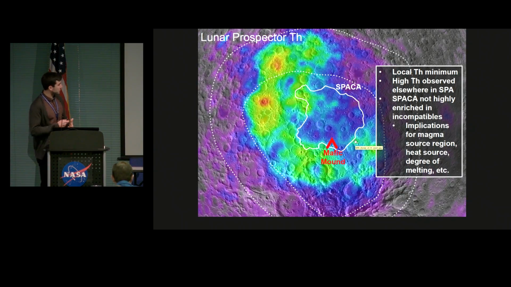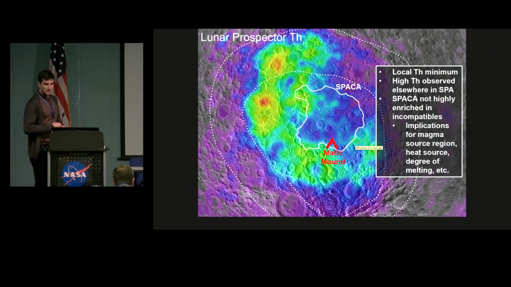So this has implications, if Spaka is magmatic, for the melt source region, the heat source, and the degree of melting. So for instance, Spaka is certainly not a low-degree melt caused by radioactive heating. Instead, it's possible that Spaka is a kind of unique and distinctive type of magma that could possibly be related to the unique geophysical environment within SPA.